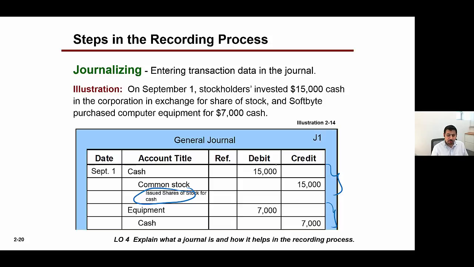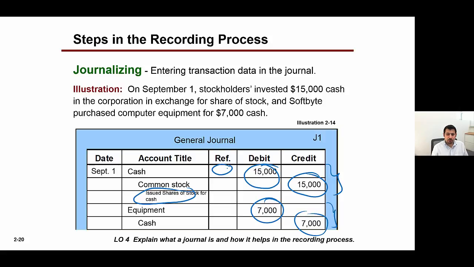And as you can see, for each transaction, total debits for transaction 1 equal total credits. Same thing here. Now, as you can see, the reference is left blank. This reference will be left blank until we transfer this information to the general ledger, where we get the reference and we put it here. We'll talk about that soon.